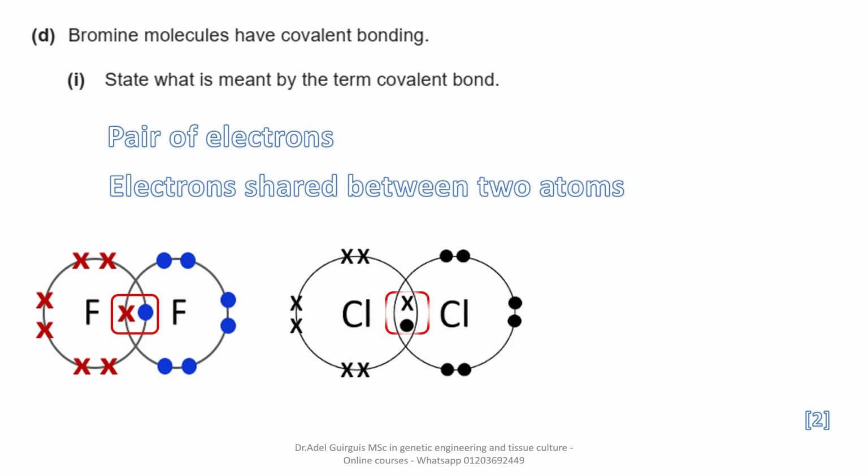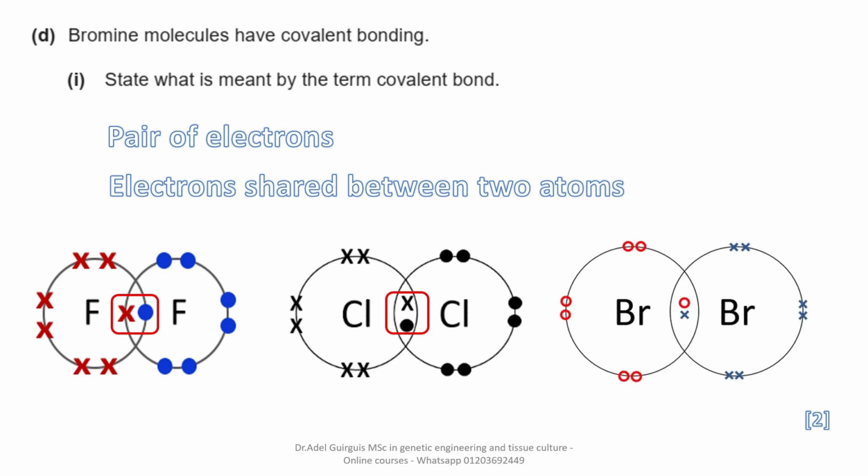Okay, for chlorine it is the same. For bromine, each atom shares 1 electron. These 2 electrons revolve around the nucleus of the bromine atom like the other atom, with the same speed.